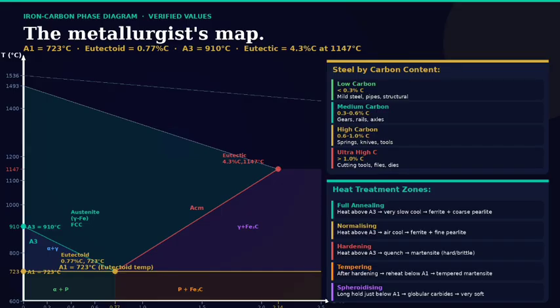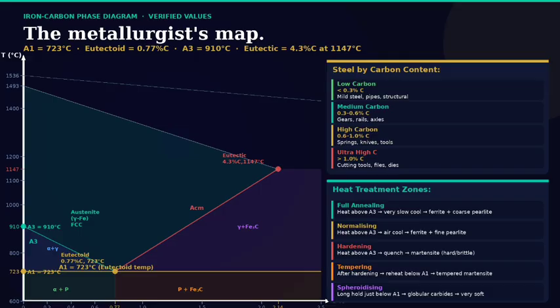The critical horizontal line at 723 degrees Celsius is the A1 line, the eutectoid temperature. This is the most important temperature in the diagram. Heat above A1, austenite begins to form. Cool below it, austenite transforms to pearlite.